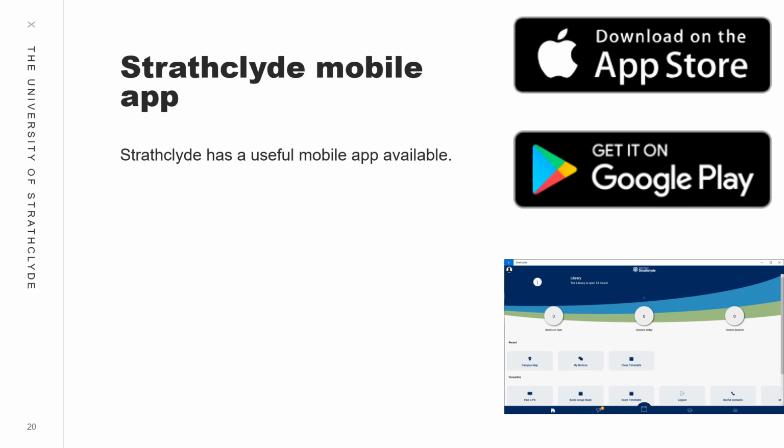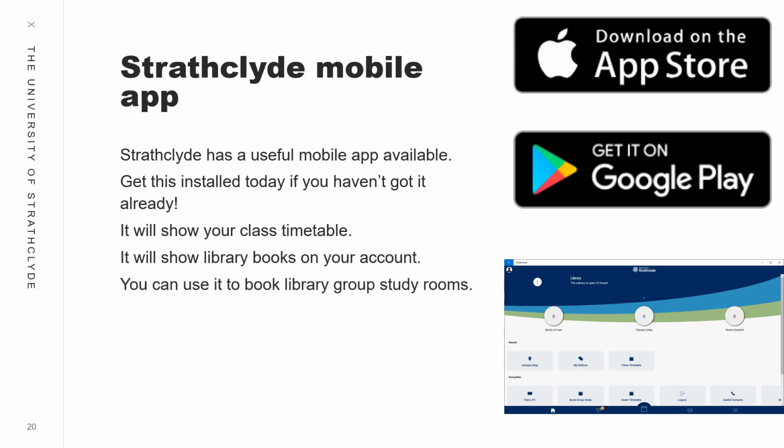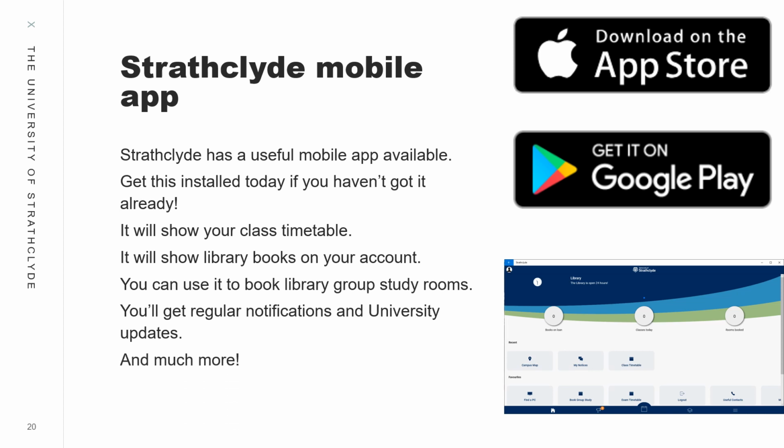The Strathclyde mobile app is very useful and is available on Google Play Store and in the Apple App Store. I would recommend you get this installed now if you haven't already installed it. It can show your class timetable. It will show library books currently on loan to your account. You can use it to book library discussion rooms, and you'll get regular notifications and university updates, which could include things such as changes to class locations or times. And there's much more, so do install this and give it an explore. It's extremely useful to have on your device.